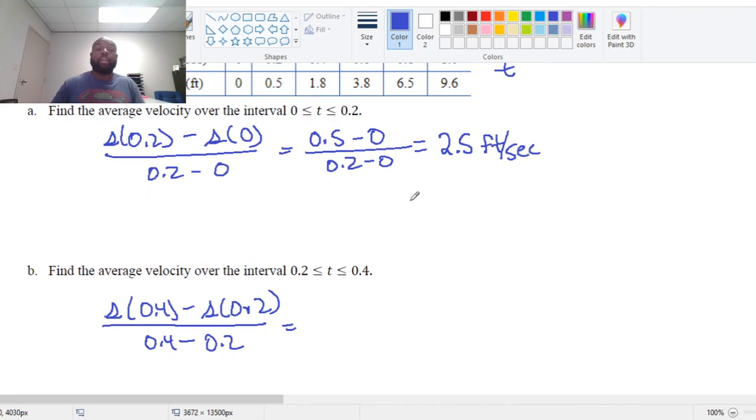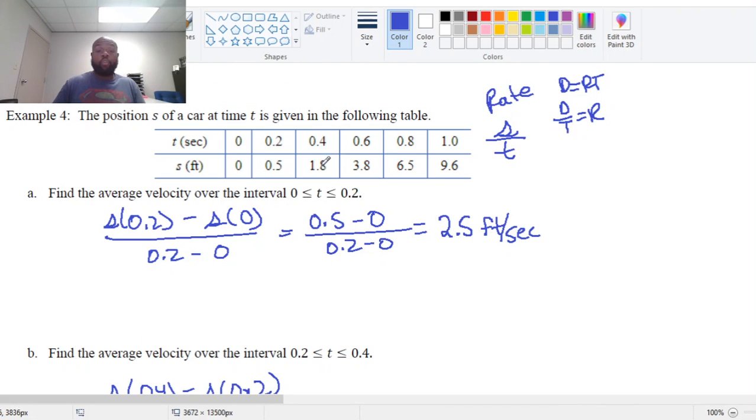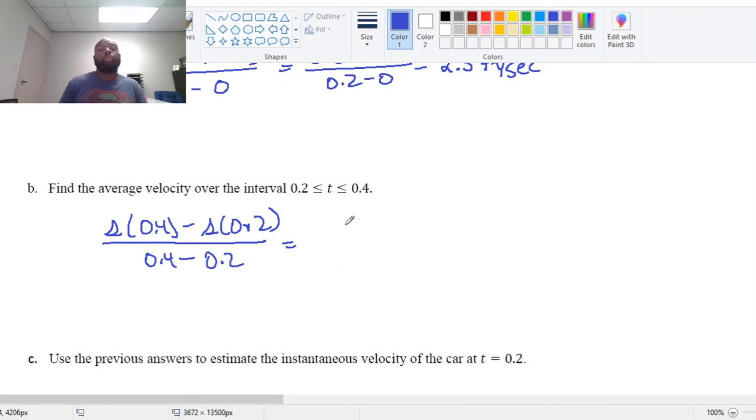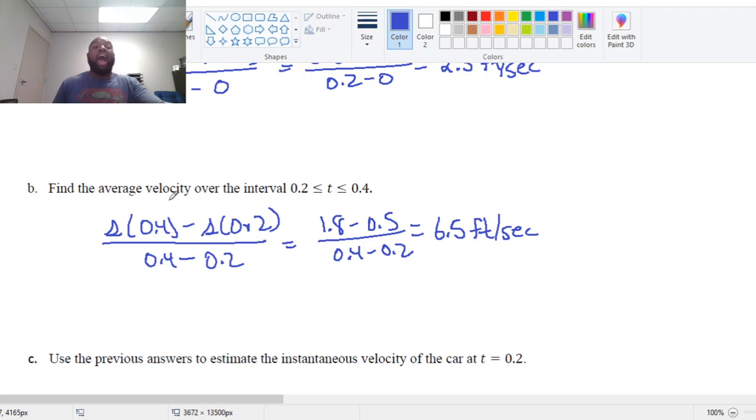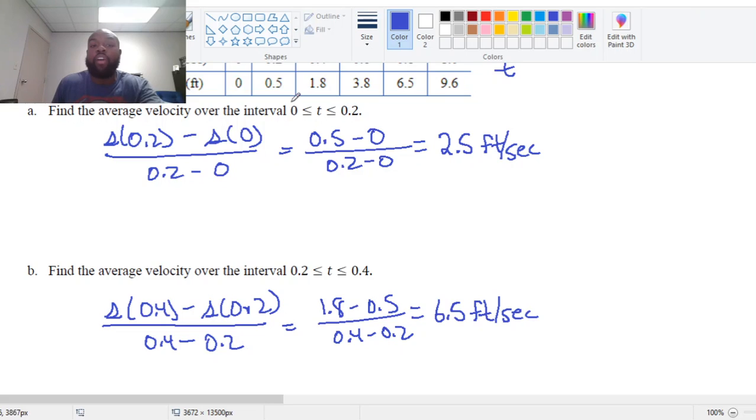And from our table here, at 0.4 our output is 1.8, and at 0.2 our output is 0.5. So we'll have 1.8 minus 0.5 all over 0.4 minus 0.2. And if I did that right, I'll get 6.5. My units again are feet per second, right? Now, I've calculated the average velocity over a small interval that has to do with 0.2. Here in part B, I did the same thing, but with the interval from 0.2 to 0.4, right?